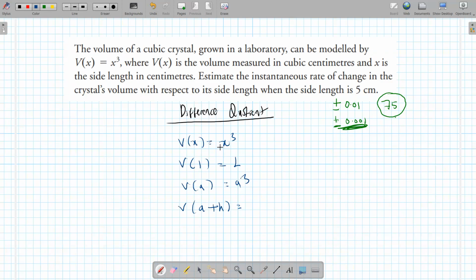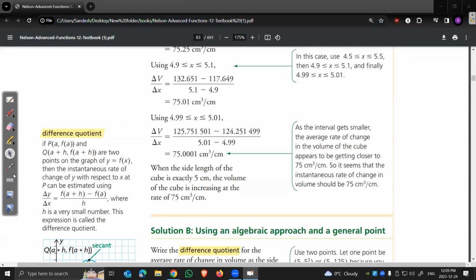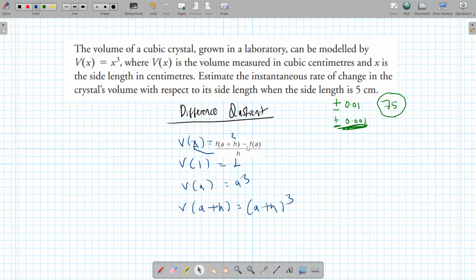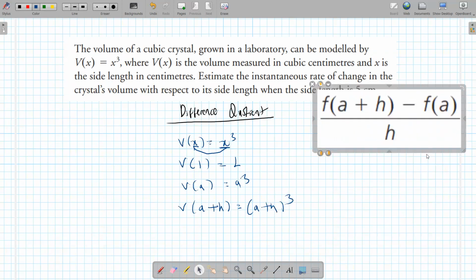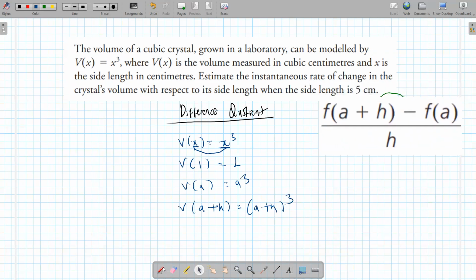You want to replace this x with whatever's in this bracket. So a plus h cubed. Why is this important? Because to use the difference quotient, you need to use this formula right here. Here, f is just a function, so f of a plus h is the same thing. We're going to use this formula.